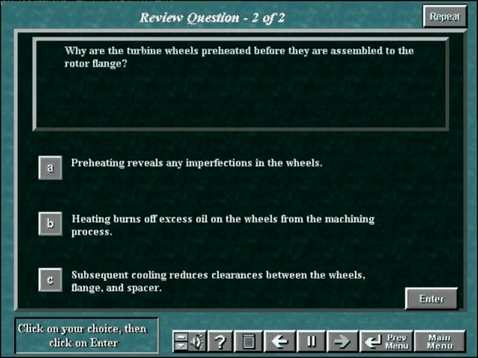Were the turbine wheels preheated before they are assembled to the rotor flange? Click on your choice, then click on Enter.